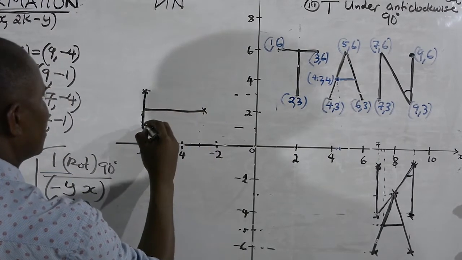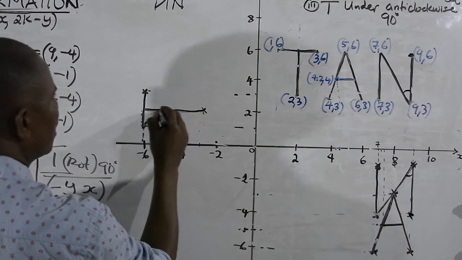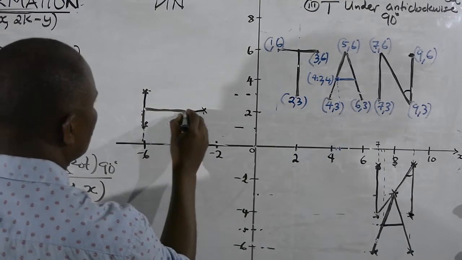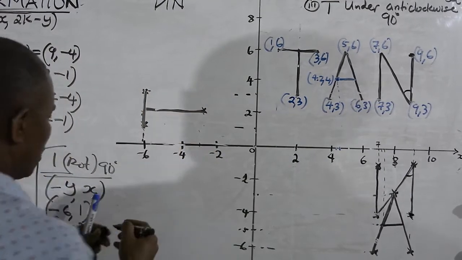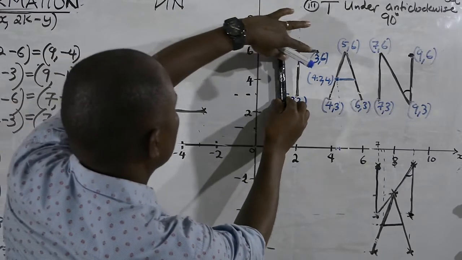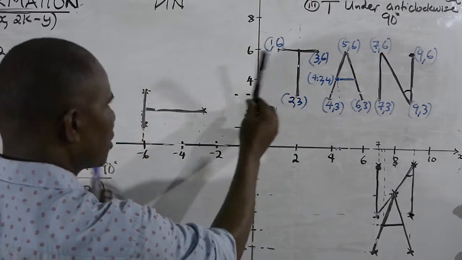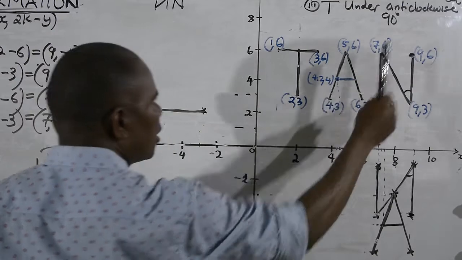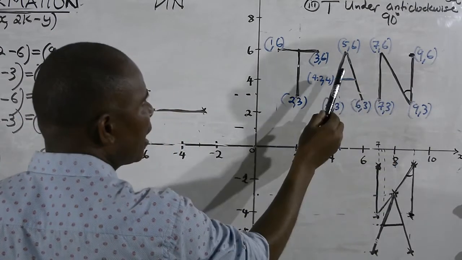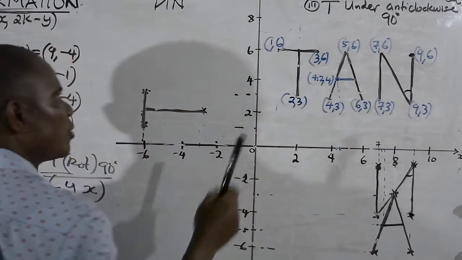So you can see that the T has been rotated 90 degrees. It's like the T was pushed. It was standing that way, and I push it anti-clockwise, it dropped that way. So that is anti-clockwise according to the question, and this is reflected there, and this other one is translated. So we have done all 3 types.